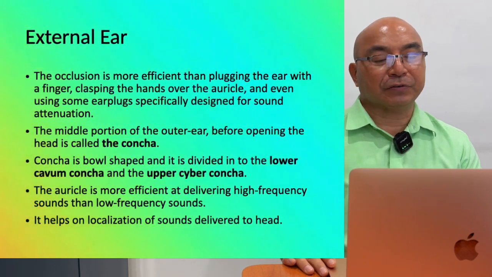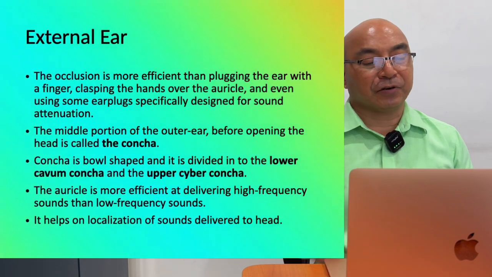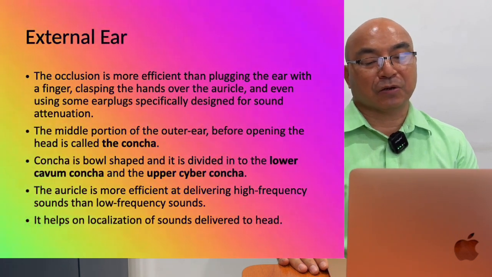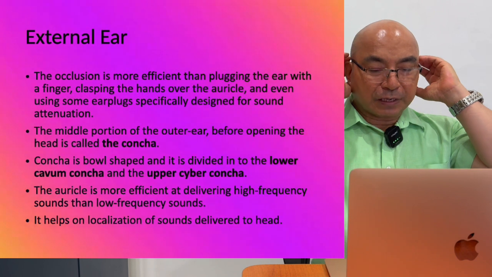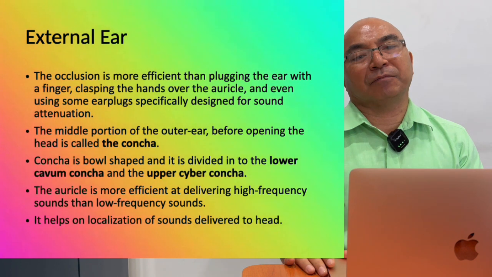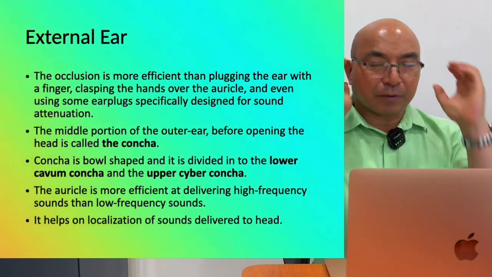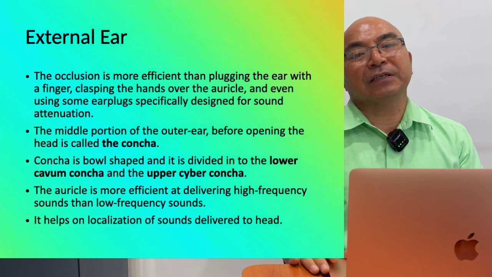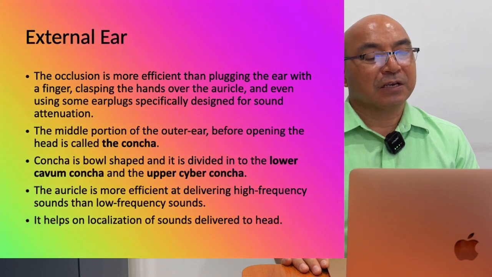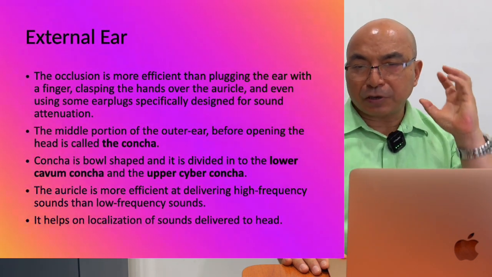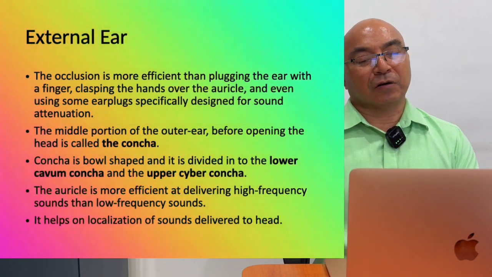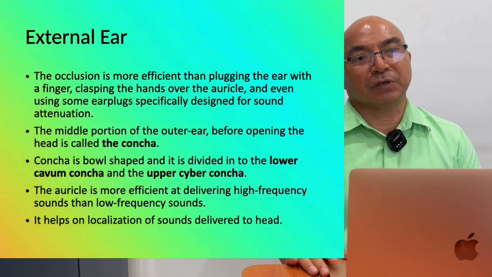The auricle is more efficient at delivering high frequency sounds than low frequency sounds. It helps in localization of sounds delivered to the head. In human beings we don't change the position of the pinna, but in a cat the pinna's position is changed so that it can focus the sound coming from different directions. As such, the auricle in human beings is also used for localizing the source of sound coming from any direction.